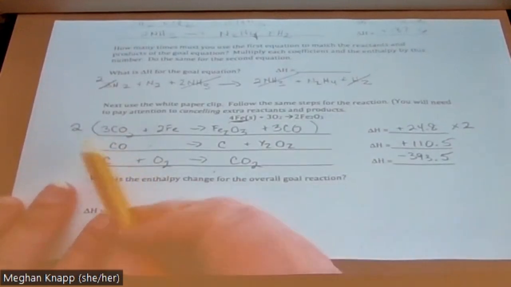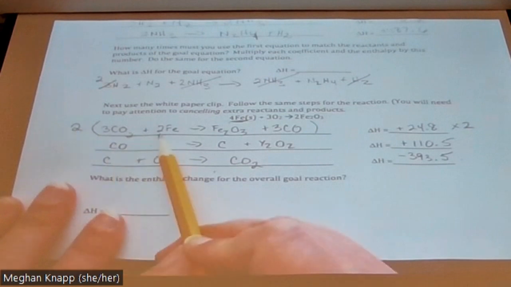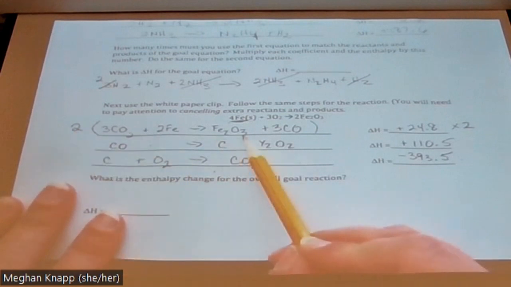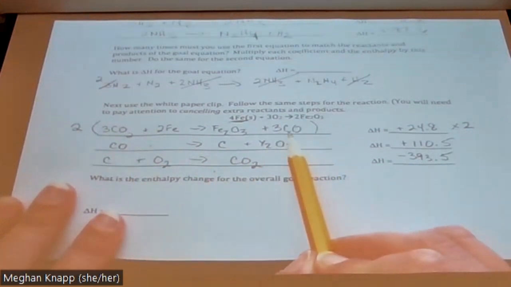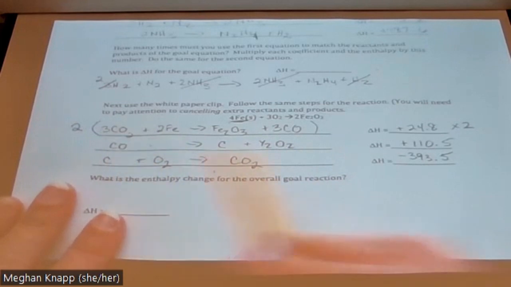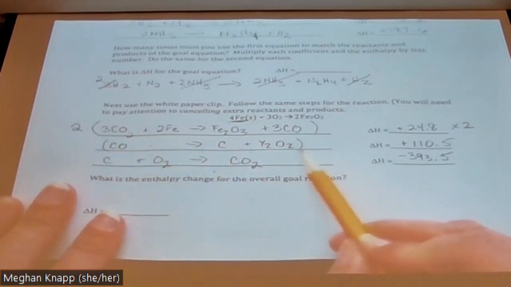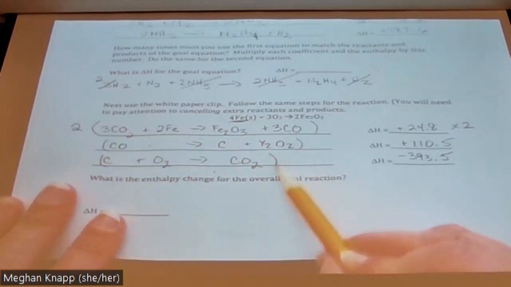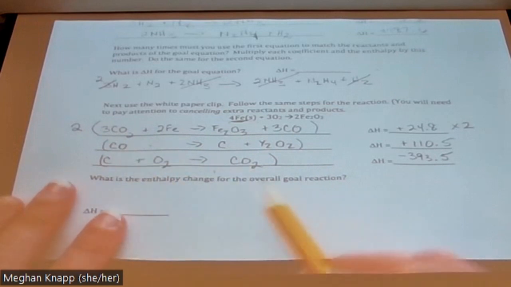So that's going to give me 6 carbon dioxides, 4 irons, which is what I want, 2 iron oxides, which is what I want, and 6 carbon monoxides. So now I have 6 each of the carbon dioxide and the carbon monoxide. So I have to figure out what I have to multiply these equations by so that I can get rid of the carbon monoxide and the carbon dioxide.